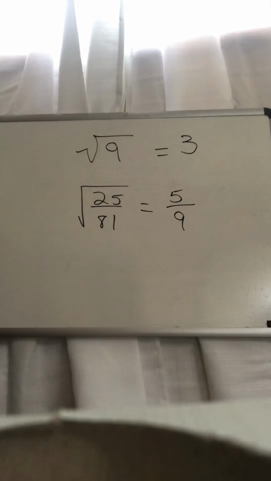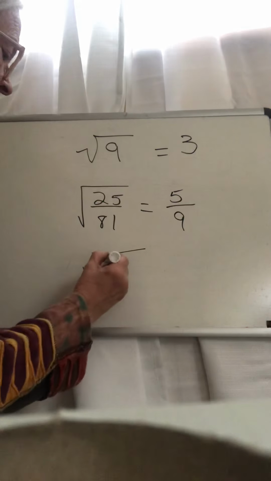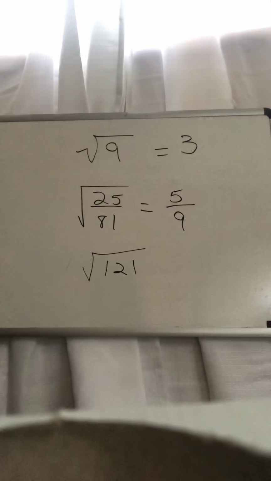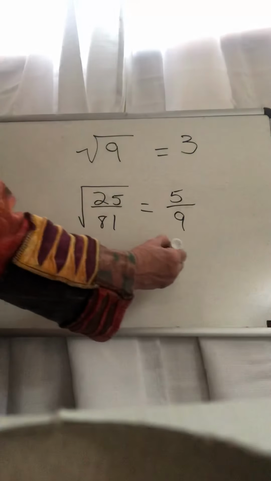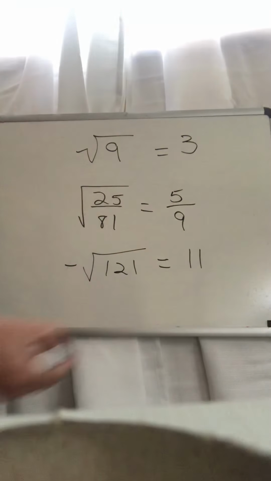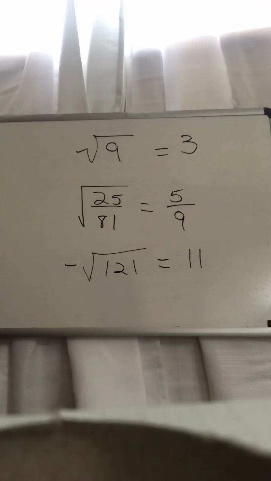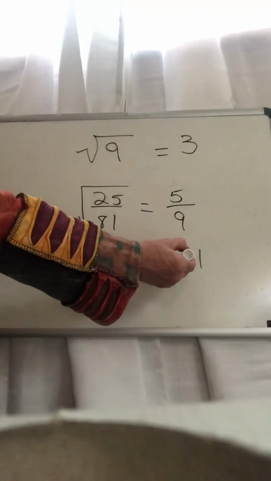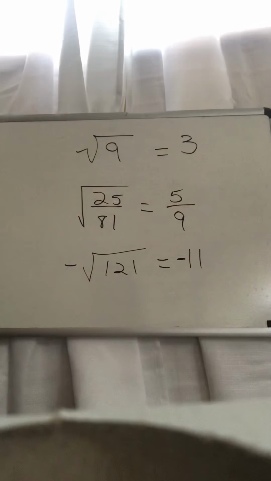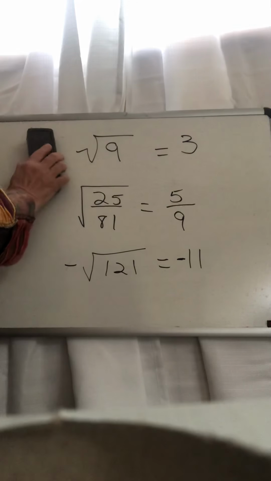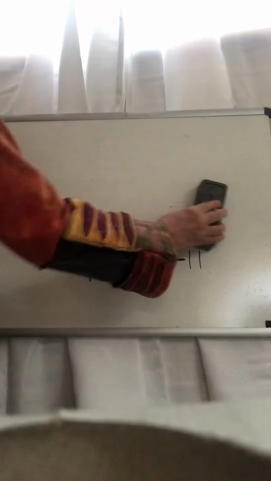Okay, and the next one is the square root of 121, and then they have a negative sign outside. Square root of 121 is 11. Then we attach the negative. Don't forget to do that. So our final answer would be a negative 11. All right, go ahead and do number 4 while I'm erasing the board.